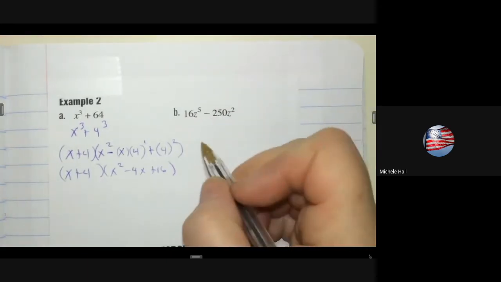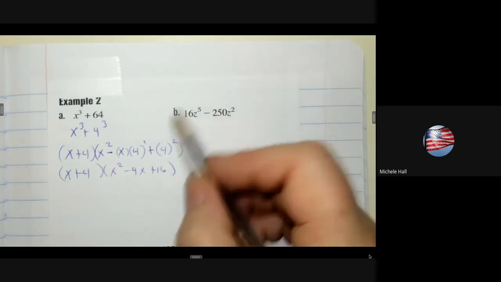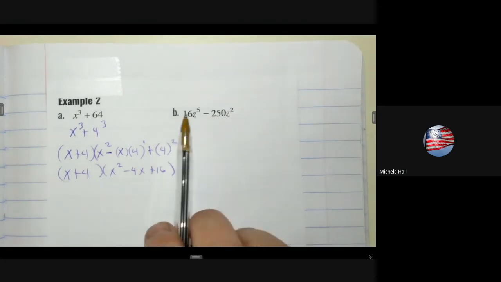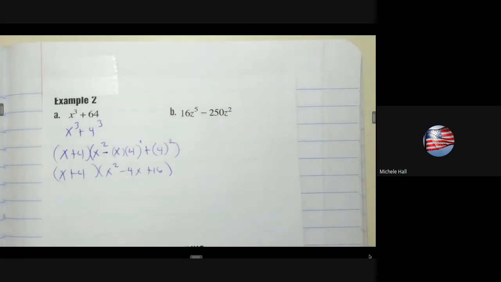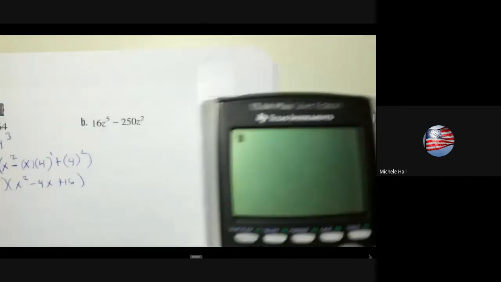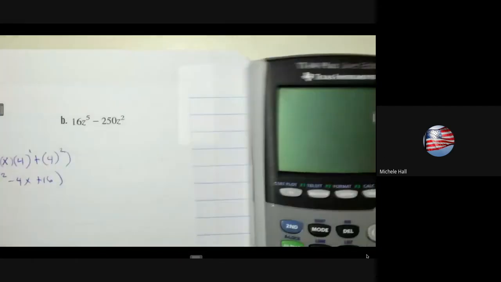Example B. Is there anything that I can pull out from all of these? We still need to remember that. Let's see, is 250 divided by 16 even? It does not work out evenly. How about 250 divided by 4? No. All right. On our graphing calculator, we do have a way that we can find the greatest common factor.